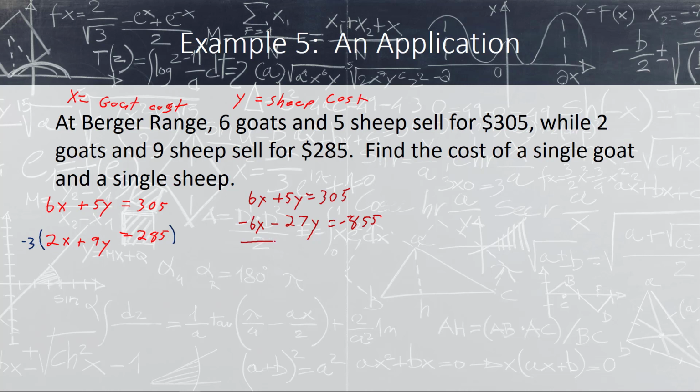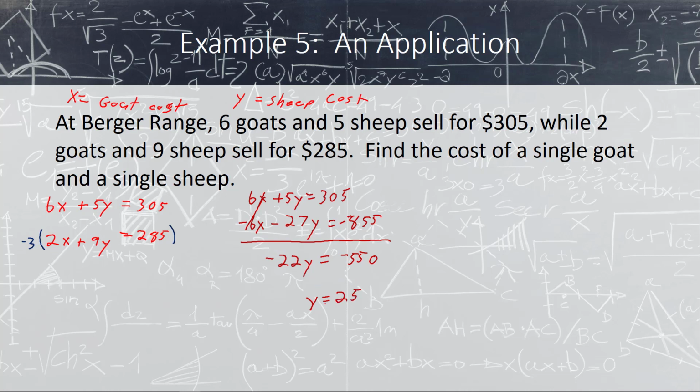Adding these together, we have that the 6's cancel. We will have -22y is equal to -550. Dividing both sides by -22, we will have that y is equal to 25.